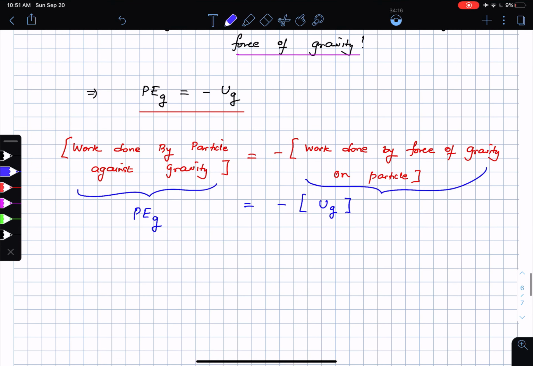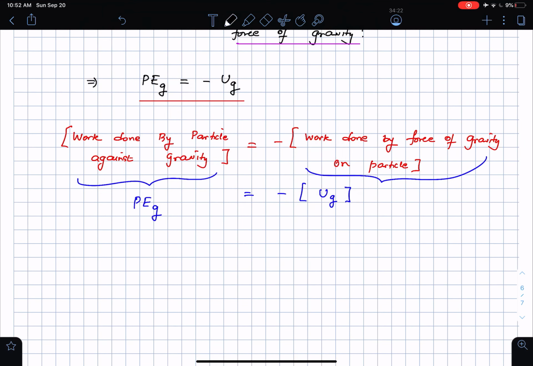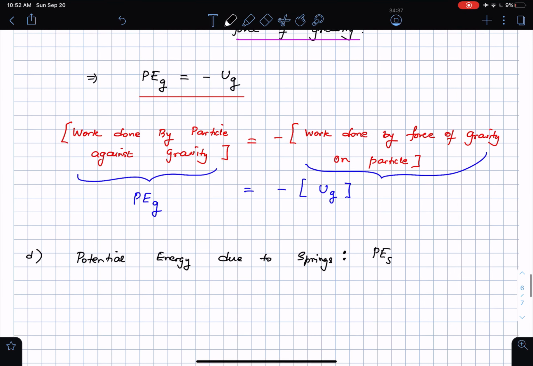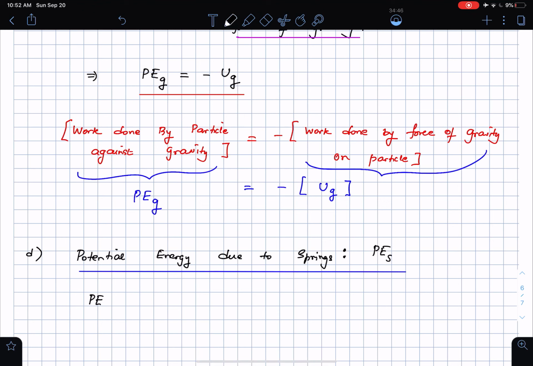And then I'm going to say, okay, what is potential energy due to spring? That is another definition that I'm going to have. So the next one is potential energy due to springs. I'm going to call it PES, potential energy, S for spring. Potential energy due to spring is defined exactly the same way that I have defined the potential energy due to gravity. Now PES is the work done by the particle against the spring force.